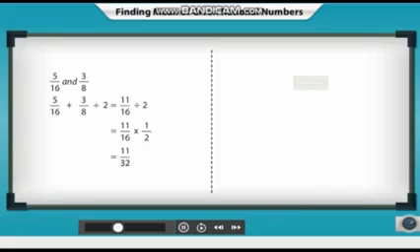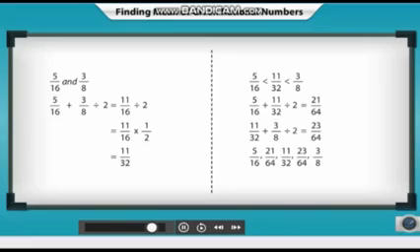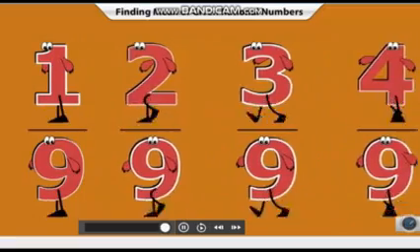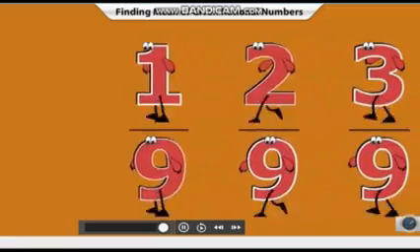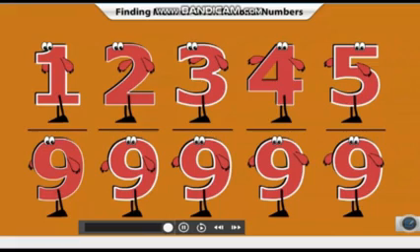Now we can again find a rational number between 5 by 16 and 11 by 32 and between 11 by 32 and 3 by 8. These are 21 by 64 and 23 by 64. So we have seen that we can pick any 2 rational numbers and find the average of it to get the rational numbers between them. By this method, we can find as many rational numbers as we want between any 2 rational numbers.